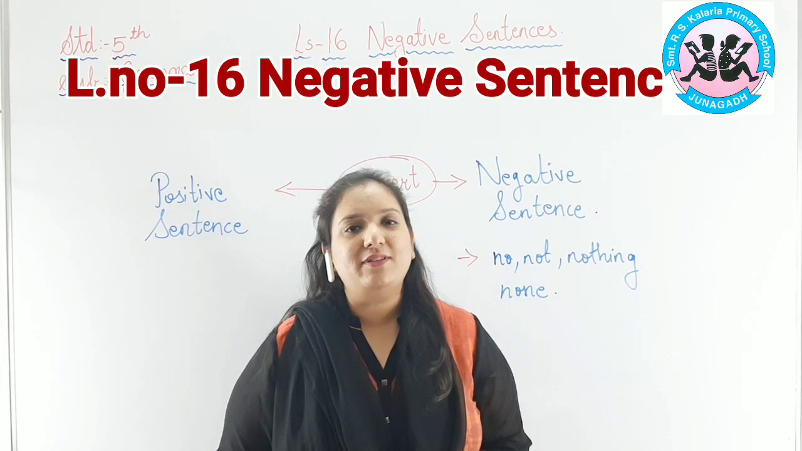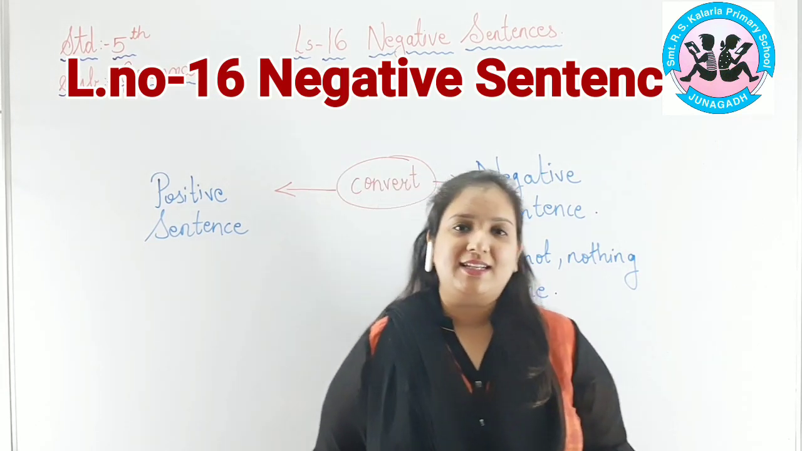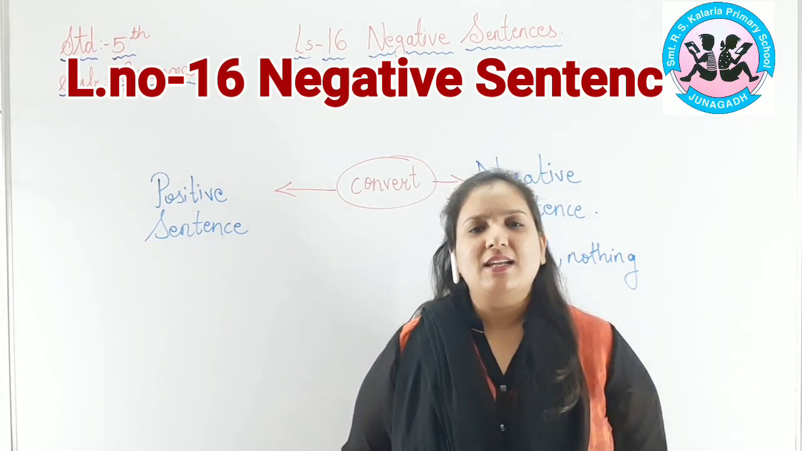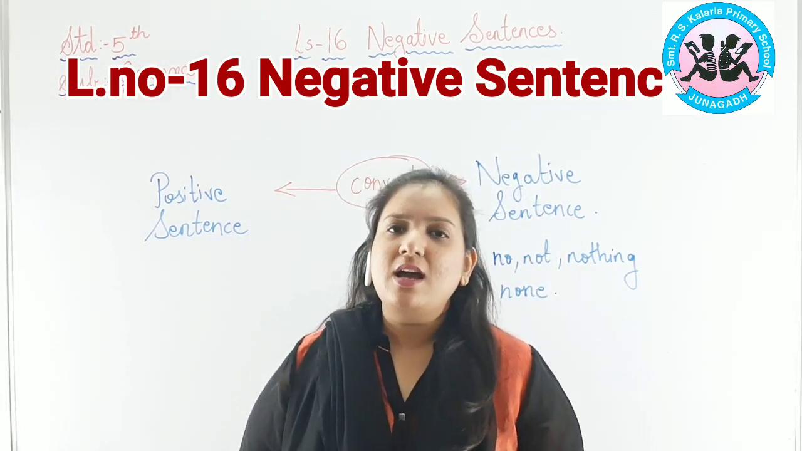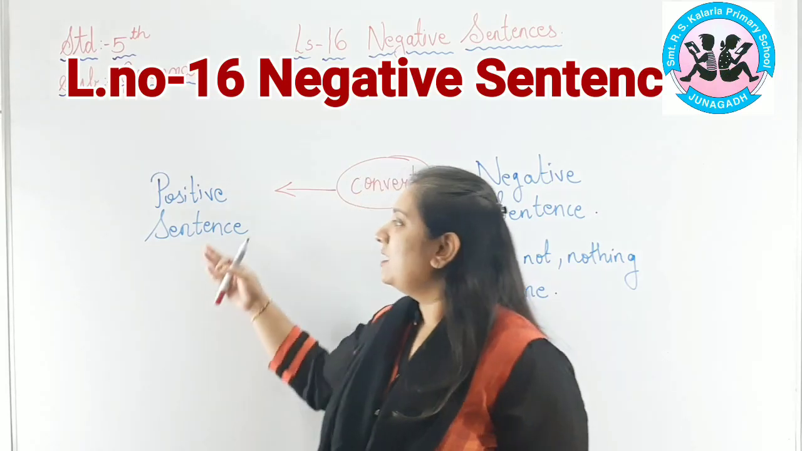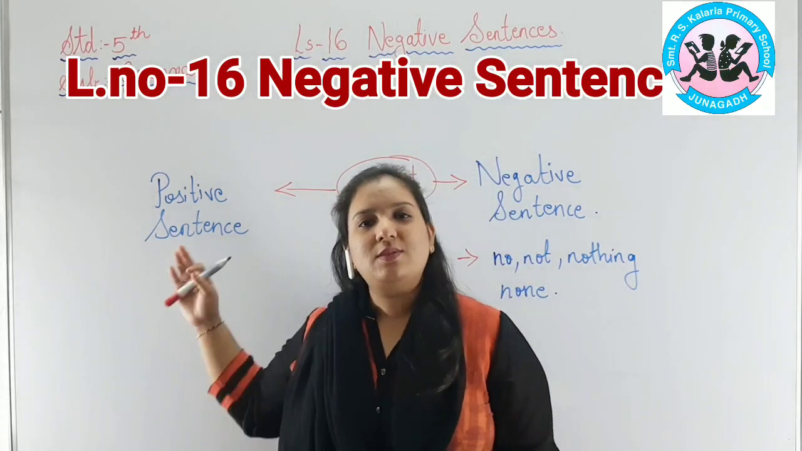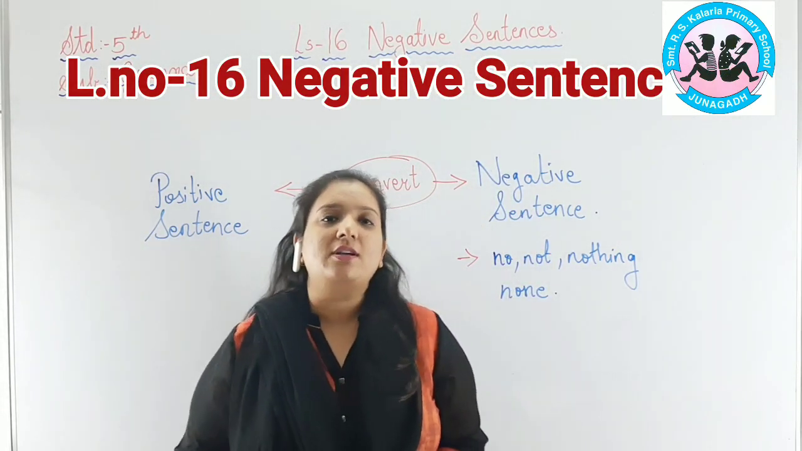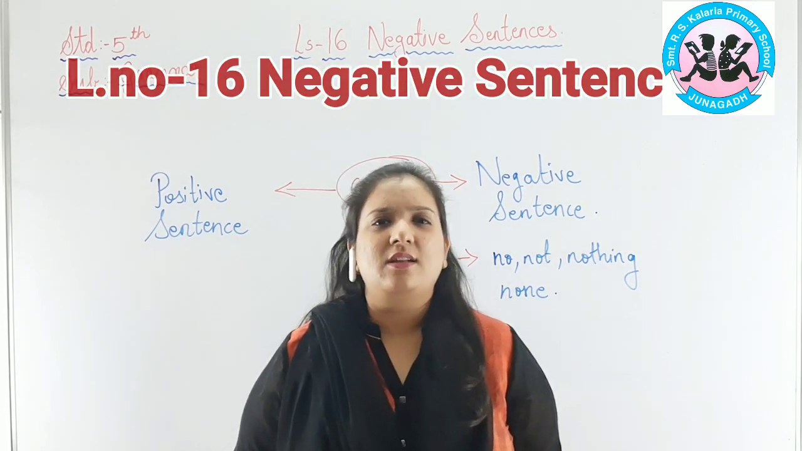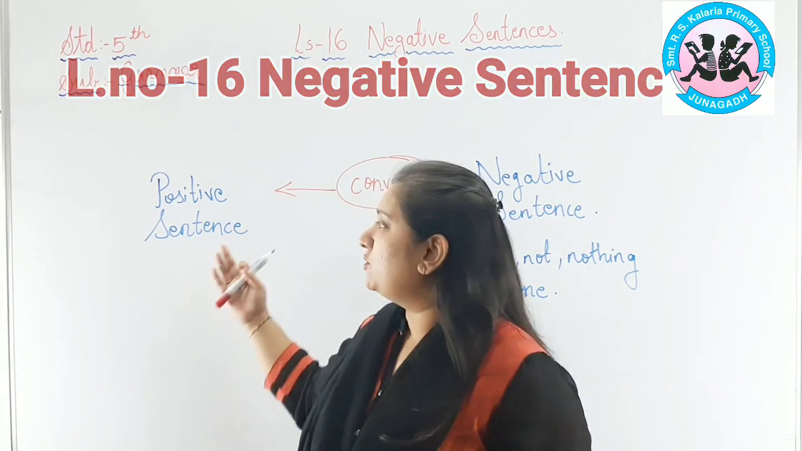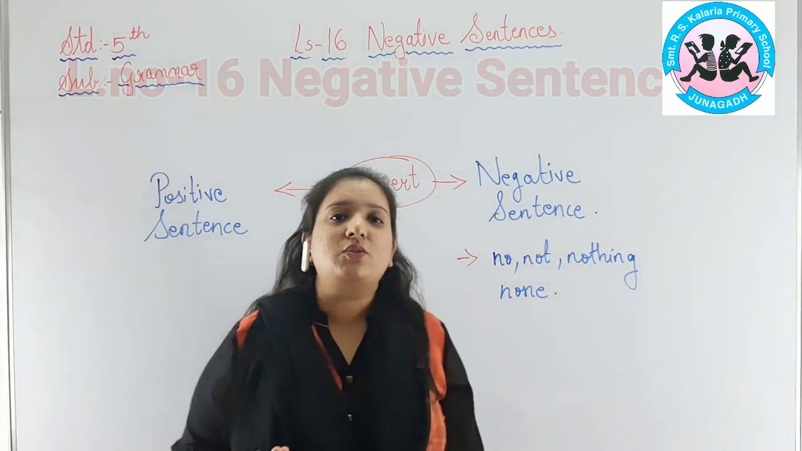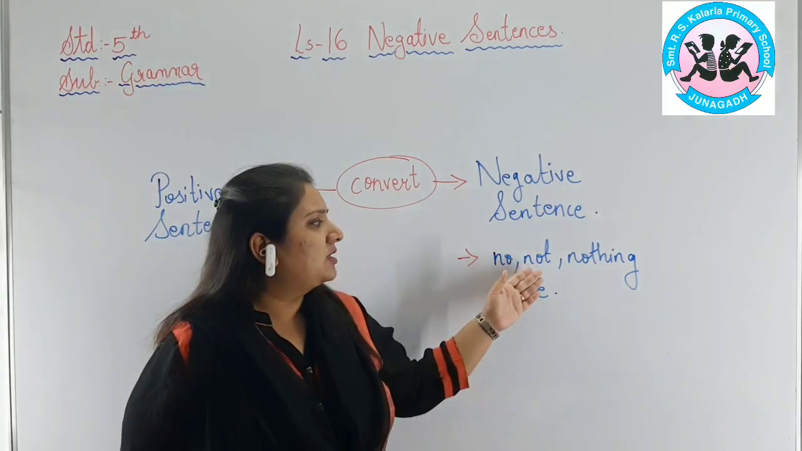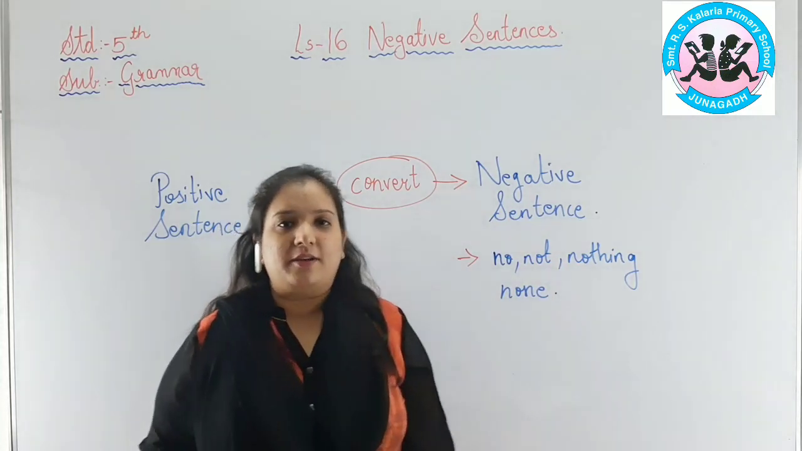In this lesson, we will be studying lesson number 16, that is negative sentences. Now we have already studied sentences and its four types of sentences. Yes, but all those sentences were positive sentences. What is a positive sentence? In which we do not add words like not, none. But whenever we want to convert the positive sentence into a negative sentence, what words do we add? We add no, not, nothing and none.